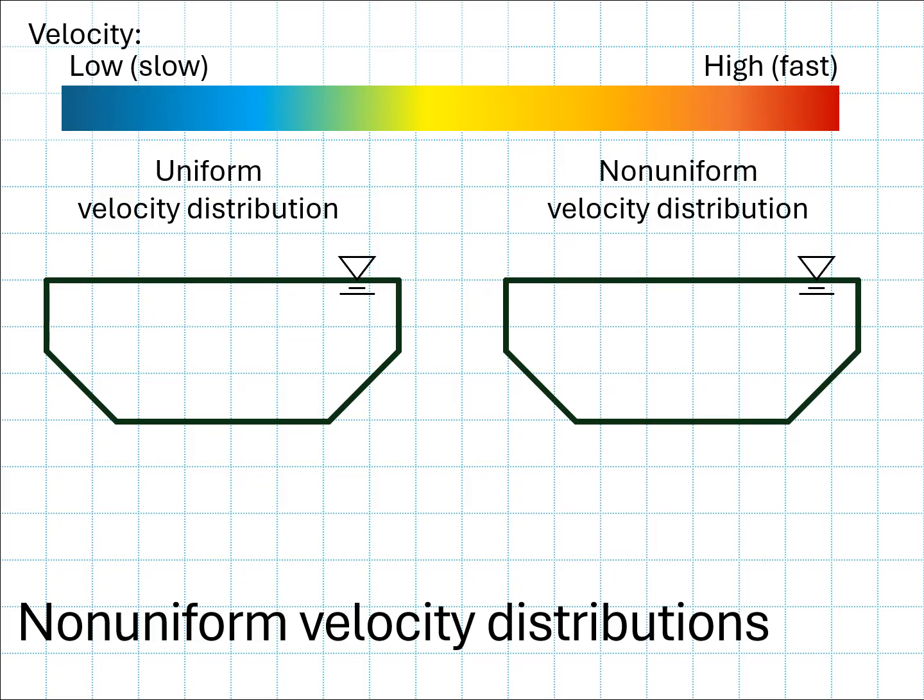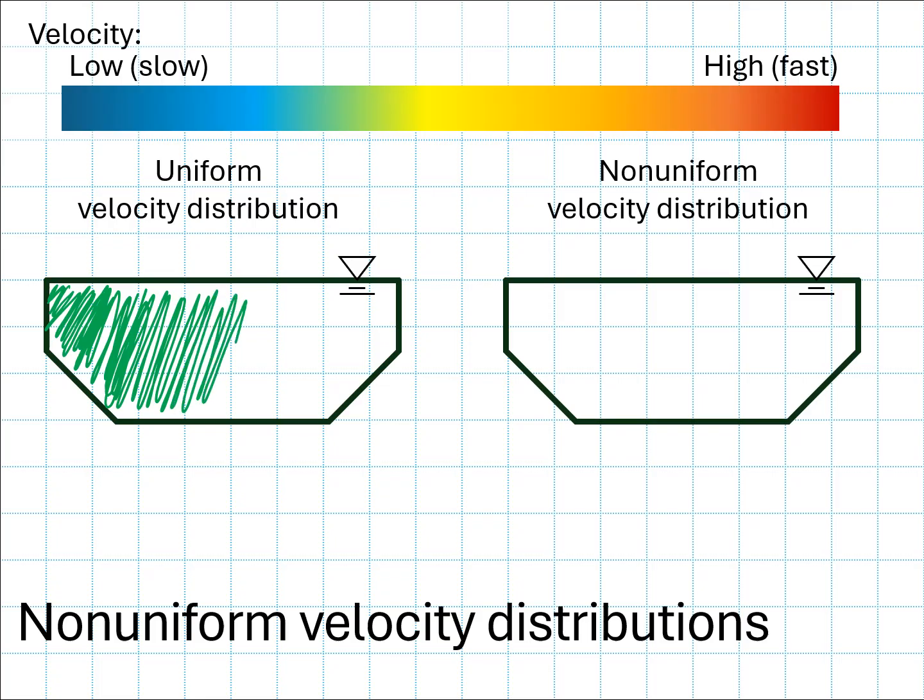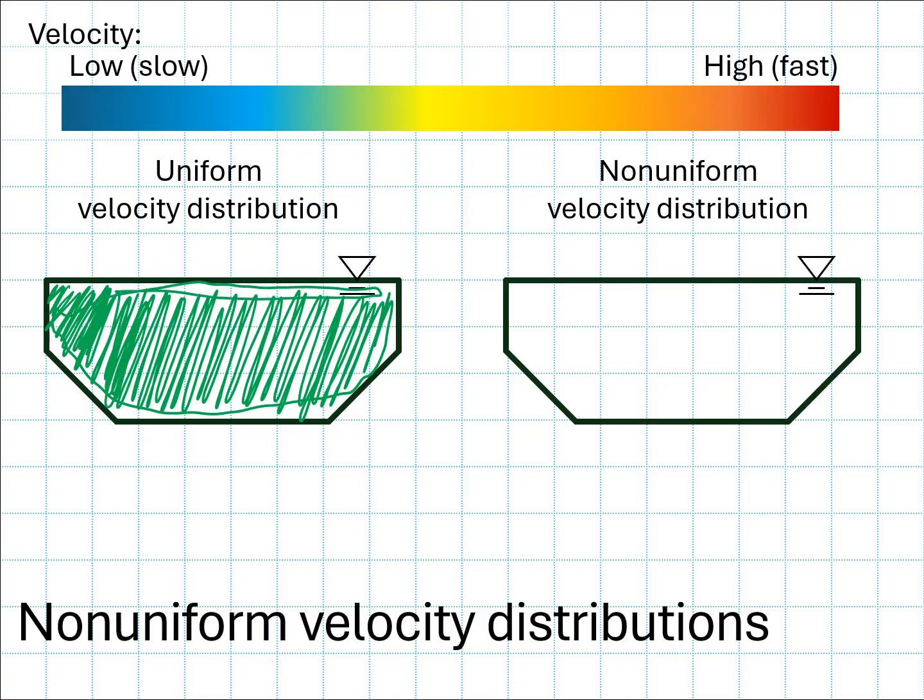And I only need to use one color because a uniform distribution is the same throughout. So I'll pick a color kind of in the middle of our velocity scale, indicating a moderate flow speed, right? And the entire channel is going to have that same color in it because the velocity is the same everywhere in the channel. That's the definition of a uniform velocity distribution.